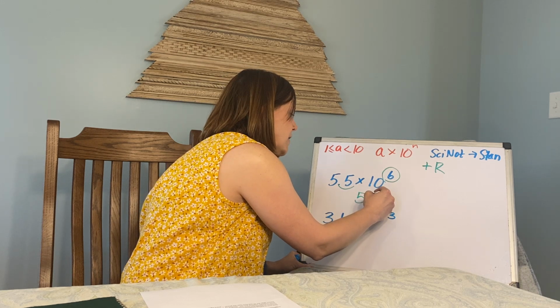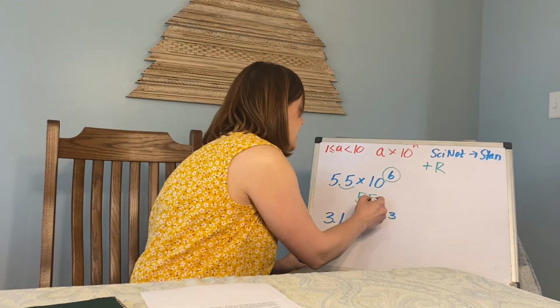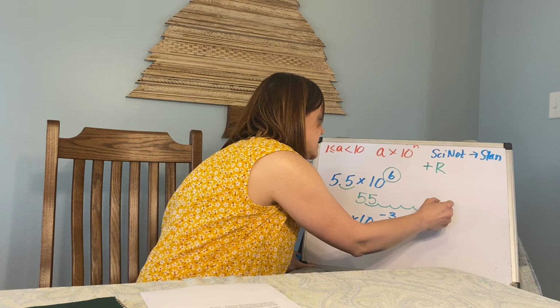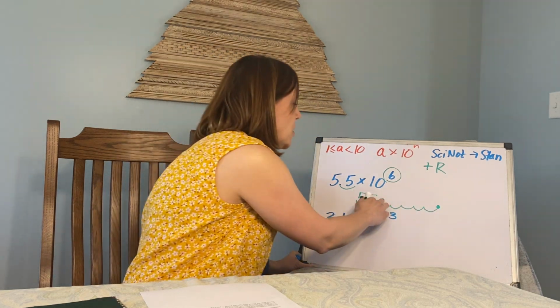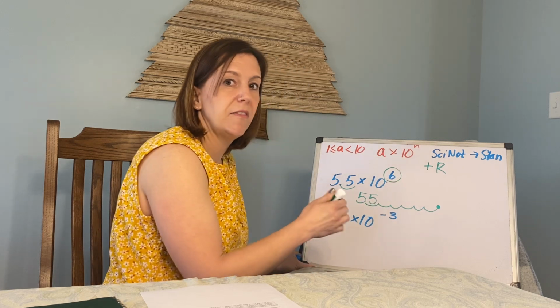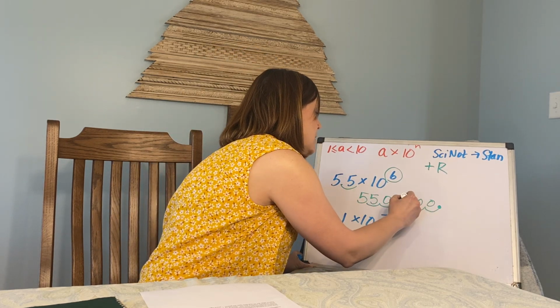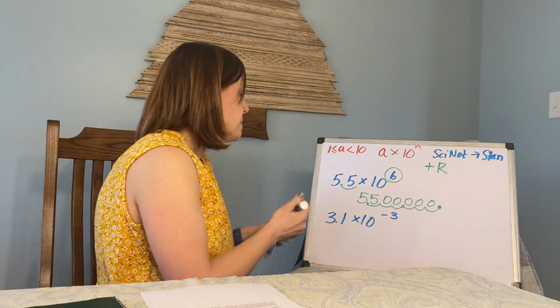Well, you'll notice you're like, wait, there's nothing else there. Well, once I move it, 1, 2, 3, 4, 5, 6, there's where my decimal is going to end up. What do I do with all of these empty spots? I fill in zeros. So there is my final answer.